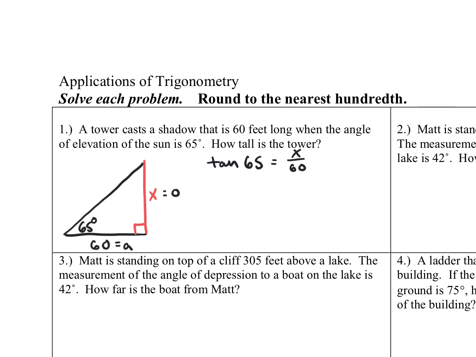From here we would need our calculator. We can cross multiply or just multiply both sides by 60. So x is going to be 60 times tangent of 65. So first I would find what tangent of 65 is in my calculator and then multiply it by 60. 128.26? No, 128.67. Anybody agree, disagree? And then what unit of measure would this be in? Feet.